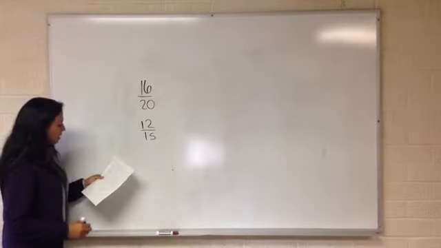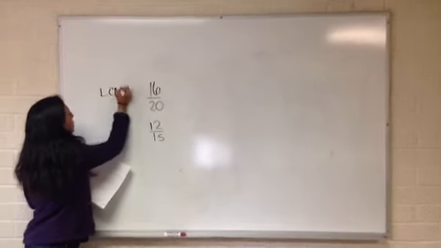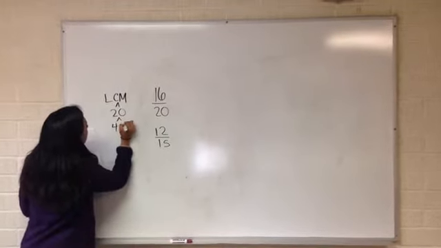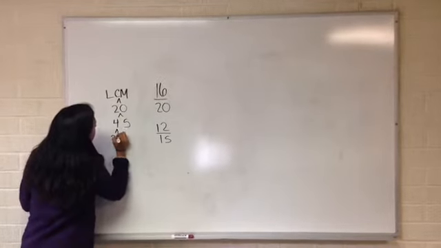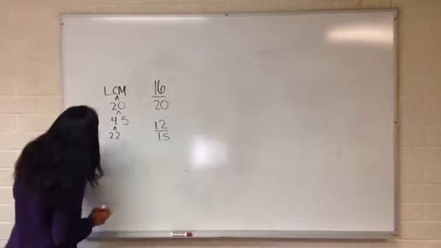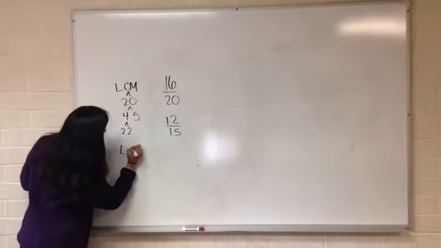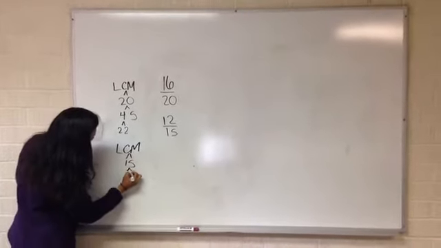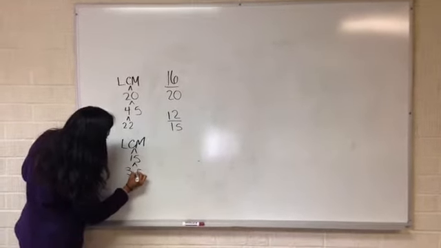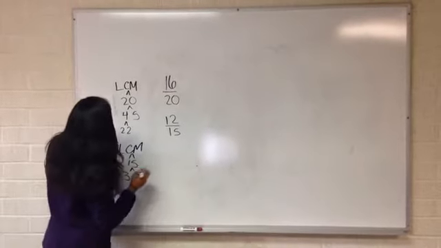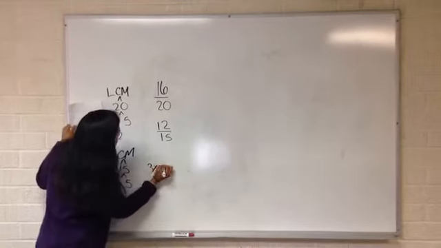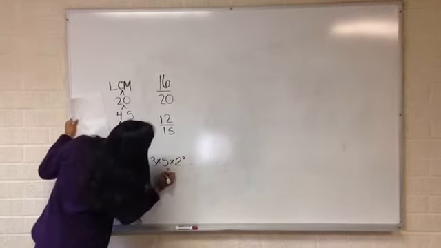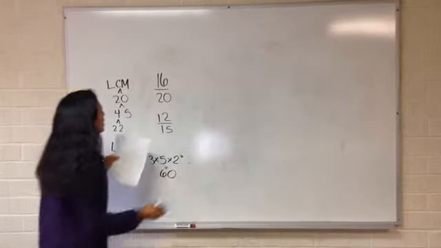Okay, so to get the LCM of 20, get the multiple, so it's 4 and 5. And then 2 times 2 is 4. And then the LCM of 15 is 3 and 5. And so you multiply 3 times 5 times 2 squared, which equals 60. So that's the common denominator.